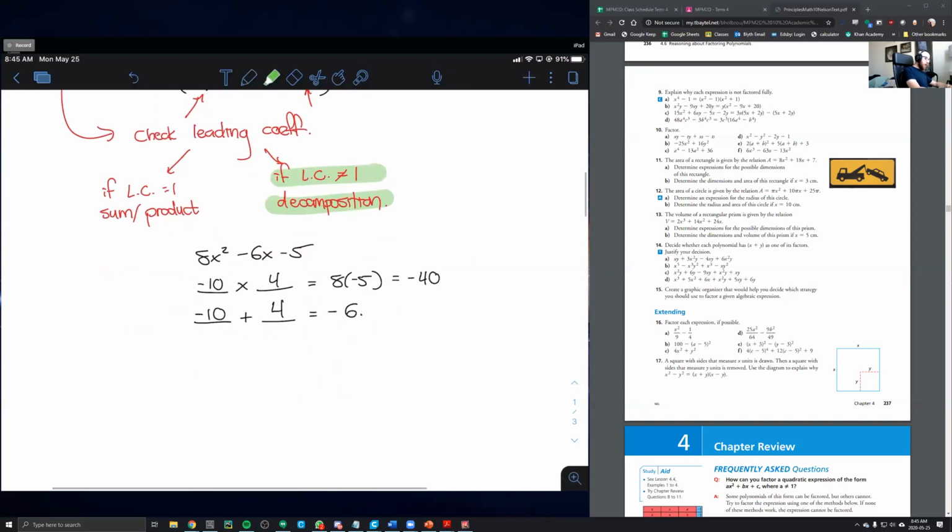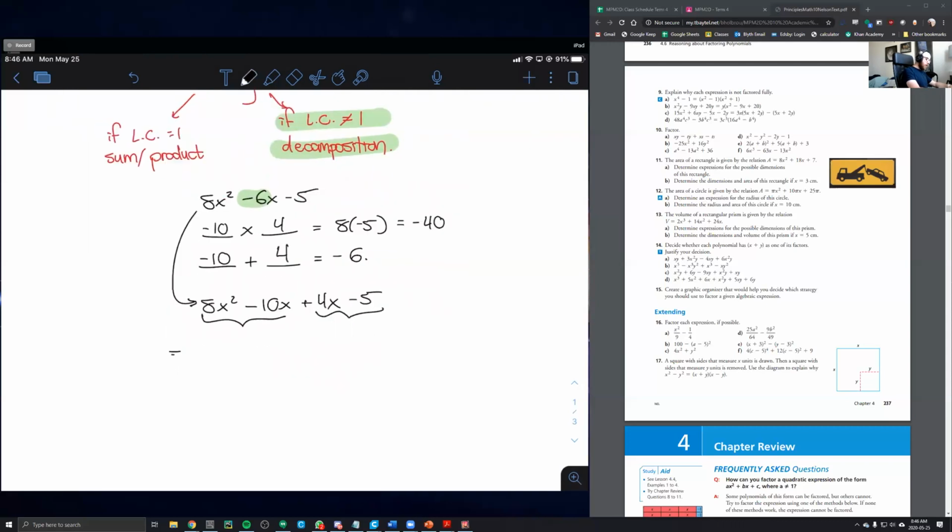I am then going to split up my middle term, right? So 8x squared minus 10x plus 4x minus 5. And then I'm going to factor by grouping, right? So I group the first two terms together. I group the last two terms together, and then I factor each one independently, okay? So 8x squared and 10x, I can factor out a 2x out of that. And so I will be left with 4x minus 5.